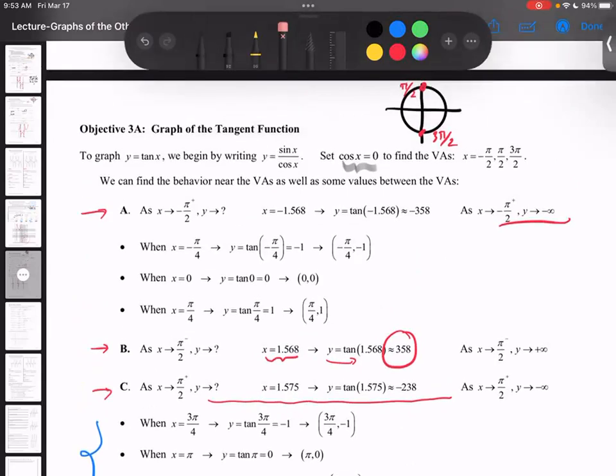You have tangent is sine x over cosine x. Y equals sine x over cosine x. If I ask you to find the x-intercept, you set y equals 0. That implies sine x over cosine x equals 0. Well, the bottom cannot be 0, right? So that function is 0 when sine x is 0.